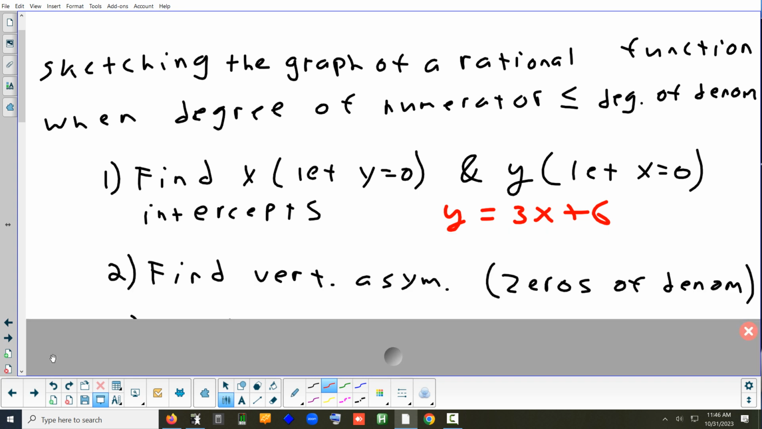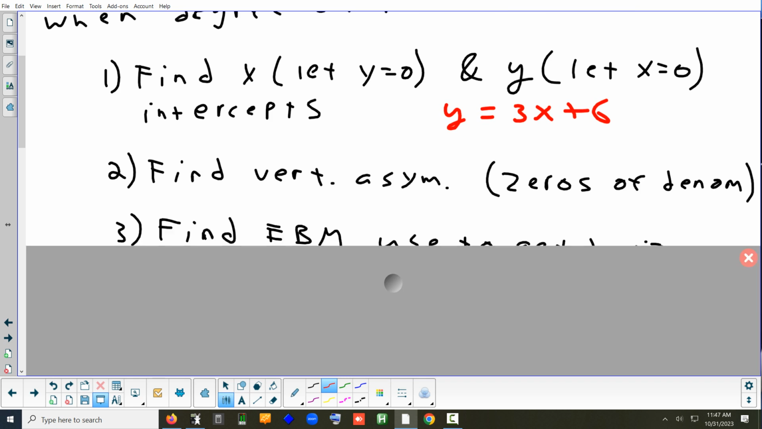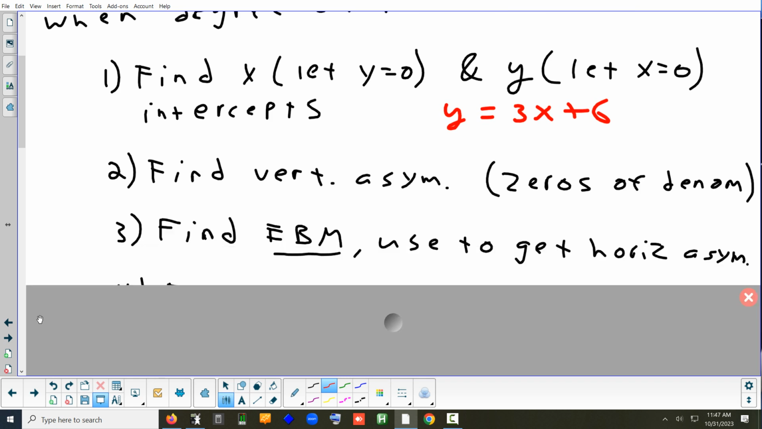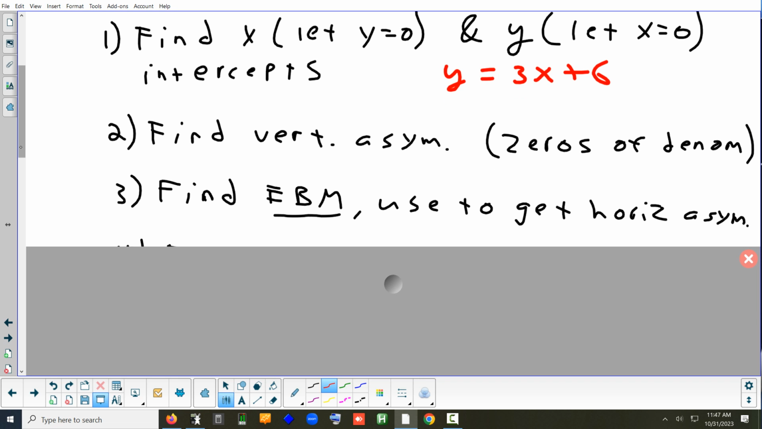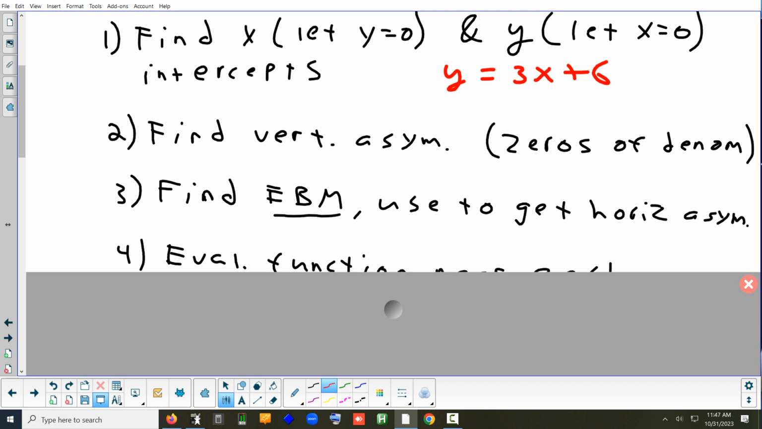The next thing that we're going to want to try to find is the vertical asymptotes. Reminder from yesterday, that is the zeros of the denominator. Next thing we're going to do is what we just did in the first two examples today. We're going to find the EDM, and then we're going to use that to get the horizontal asymptote. As far as what we do by hand, that's pretty much it. Step 4 is going to be to use the calculator.